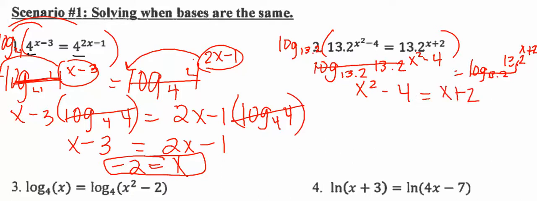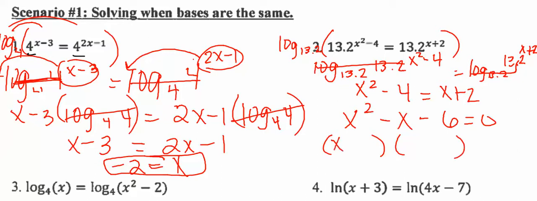Because I have two types of x's, I'm going to have to factor, so I'm going to make it equal 0. I'm going to subtract x, and I'm going to subtract 6. So now I'm going to factor. I have x minus 3 and x plus 2 equals 0. So x is going to equal 3 and negative 2.